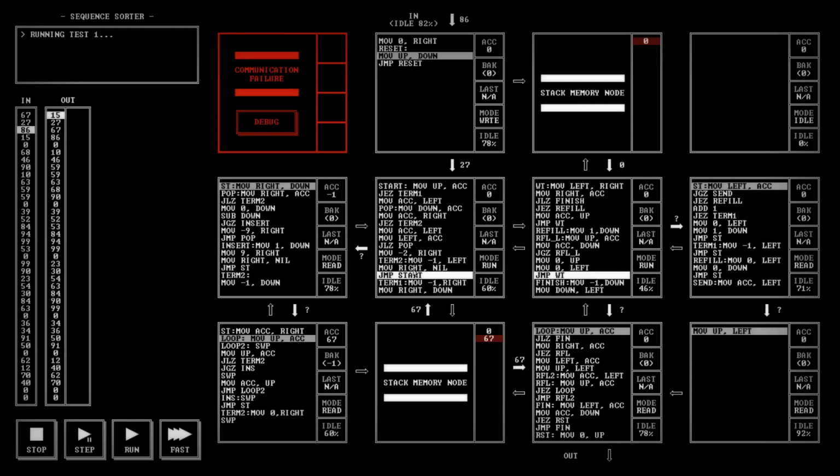Move -1 left, move right, nil. Okay, so you were waiting for a signal from this guy, which you just gave with that move 0 to the left. So that number doesn't matter. That could be literally any number at all. It just has to wait for anything to proceed. All right. So you jump to wait, you jump to start.